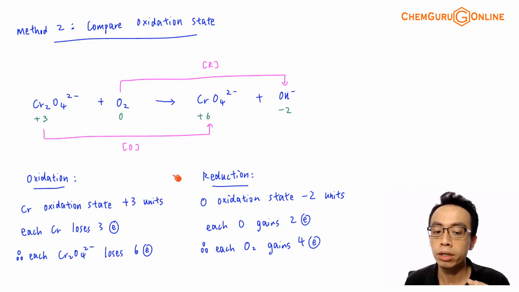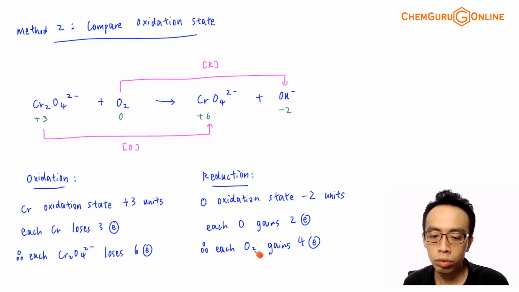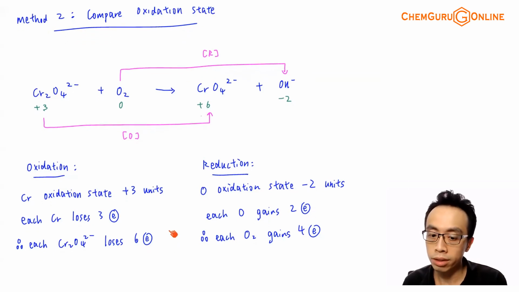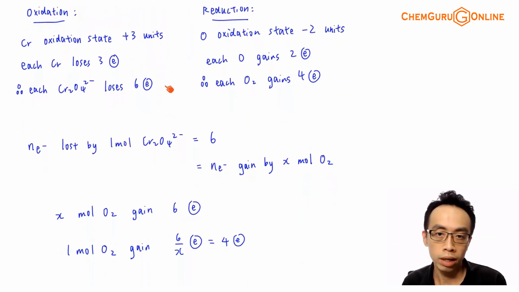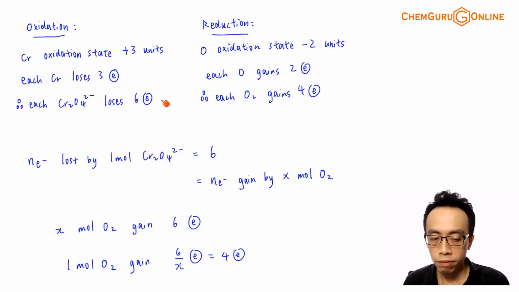So first, we figure out that each chromite ion loses 6 electrons, and each O2 molecule gains 4 electrons. Then, since this is the same redox reaction, we will have to combine them together. If I consider 1 mole of chromite ion, since the question is focusing on 1 mole of chromite ion, the number of moles of electrons lost by 1 mole of chromite ion will be 6. We have already mentioned this: each Cr2O4 2- loses 6 electrons, so the number of moles of electrons lost by 1 mole of Cr2O4 2- will be equal to 6.